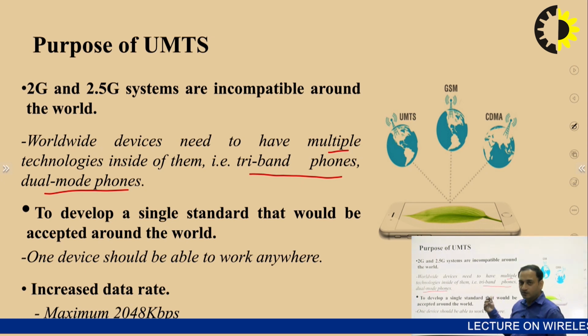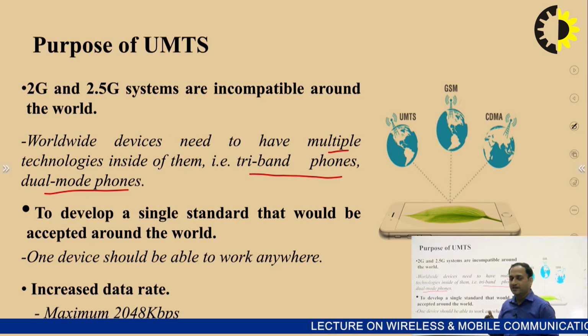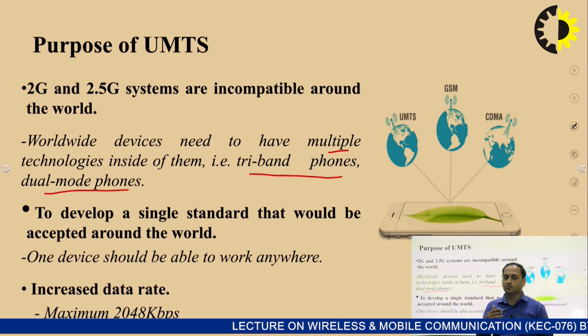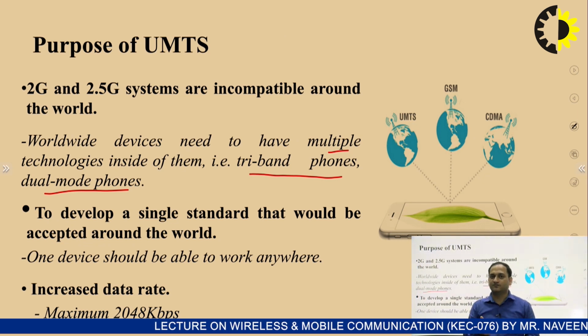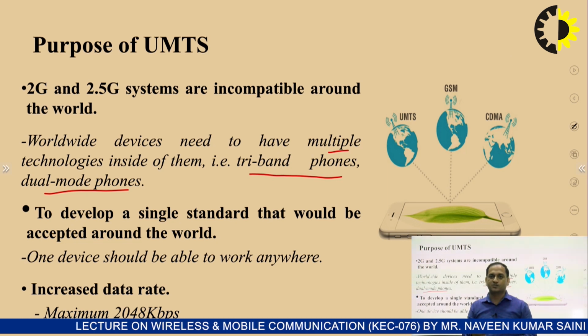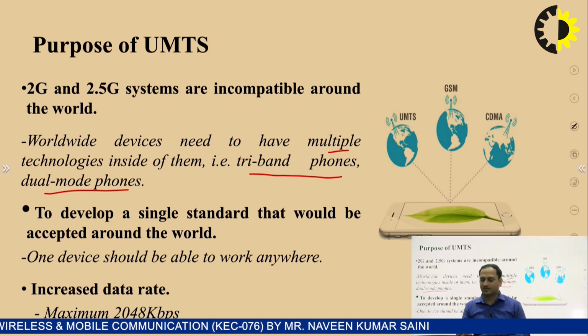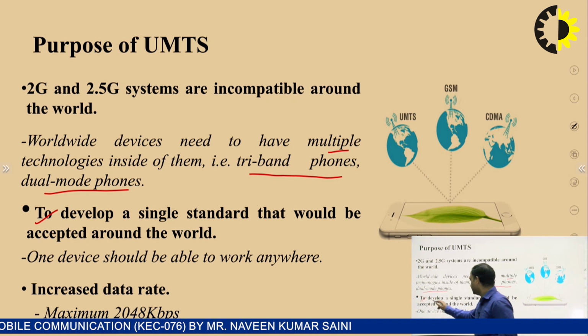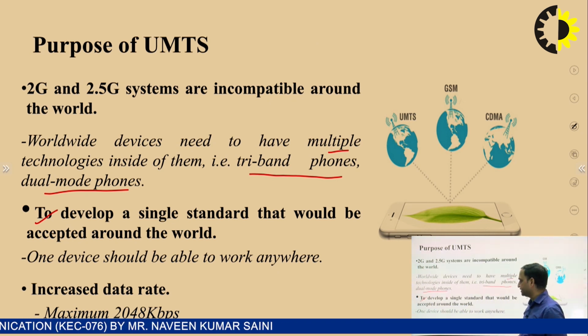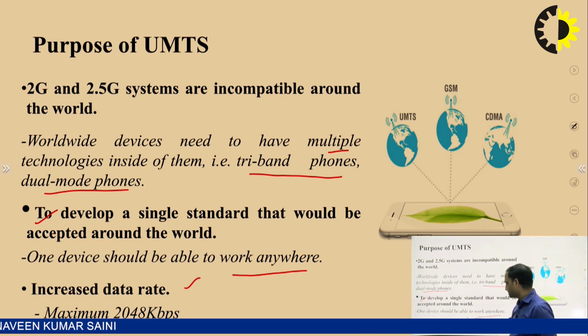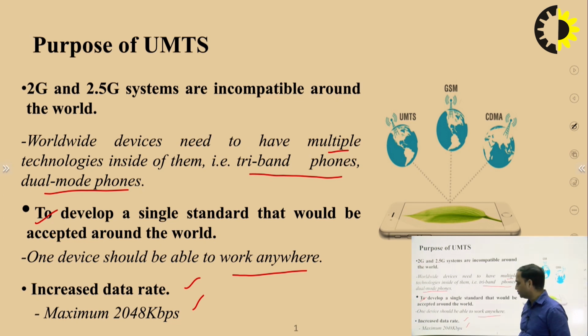So UMTS kind of phones can access the previous technology like GSM and EDGE, but if we have a mobile phone that only supports the 2G network, it cannot support 3G networks. The opposite, however, is true: a 3G phone can support the 2G network or the previous 2.75G kind of networks. The goal was to develop a single standard accepted around the world, so one device should be able to work anywhere, with increased data rate, which I just mentioned, a maximum of 2.048 Mbps, or in kbps it is 2048 kbps.